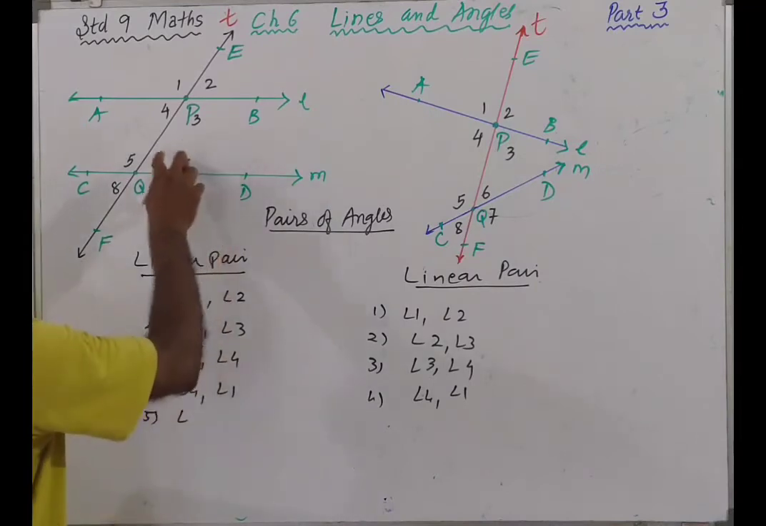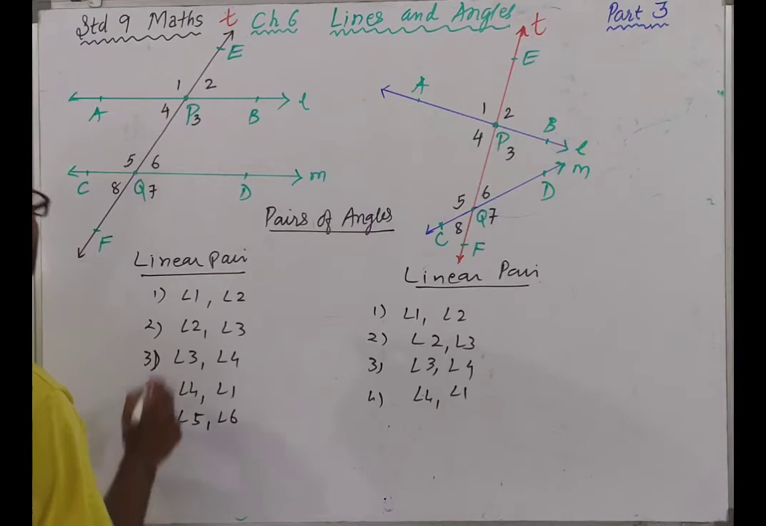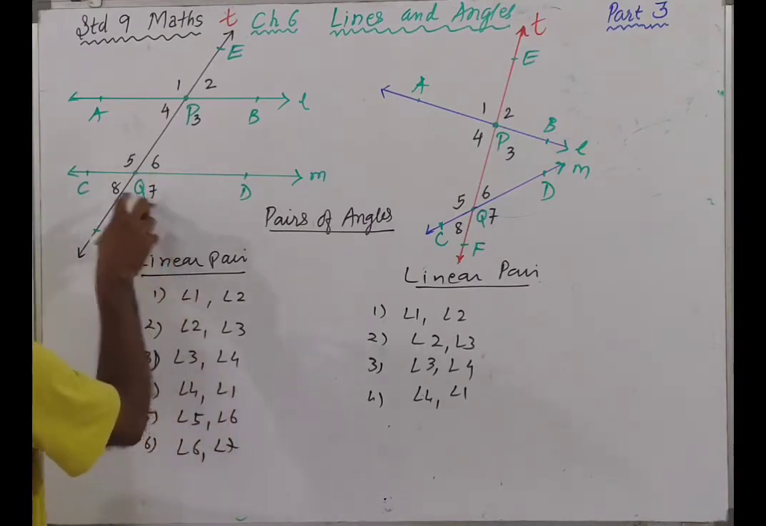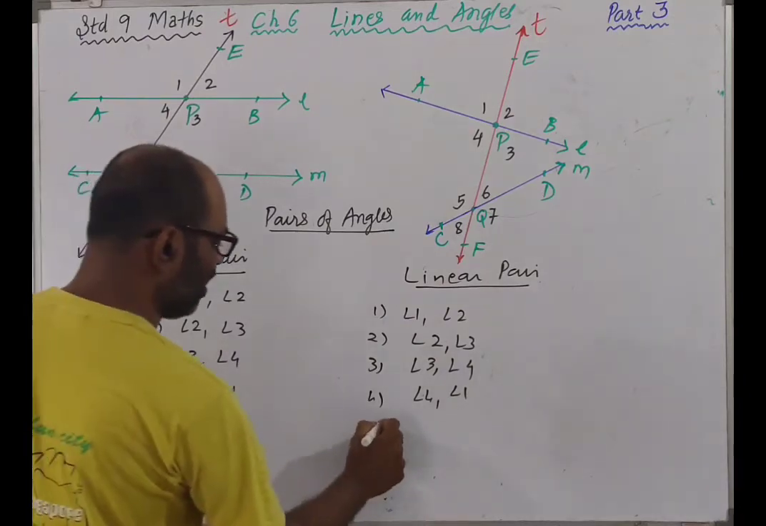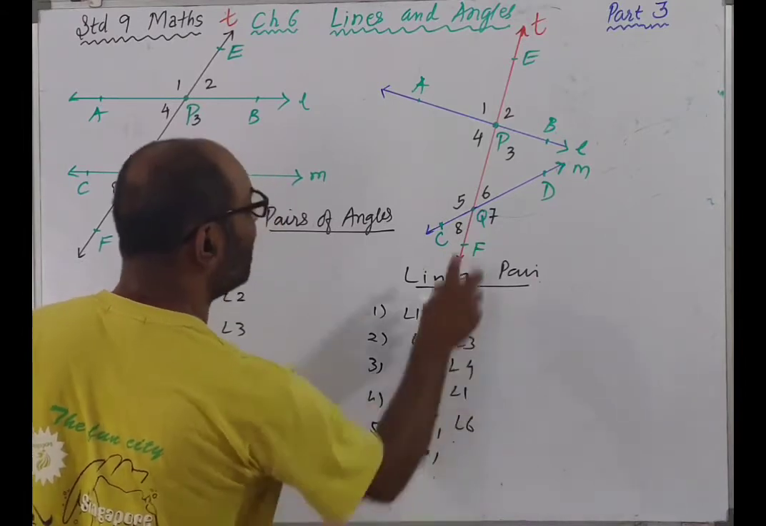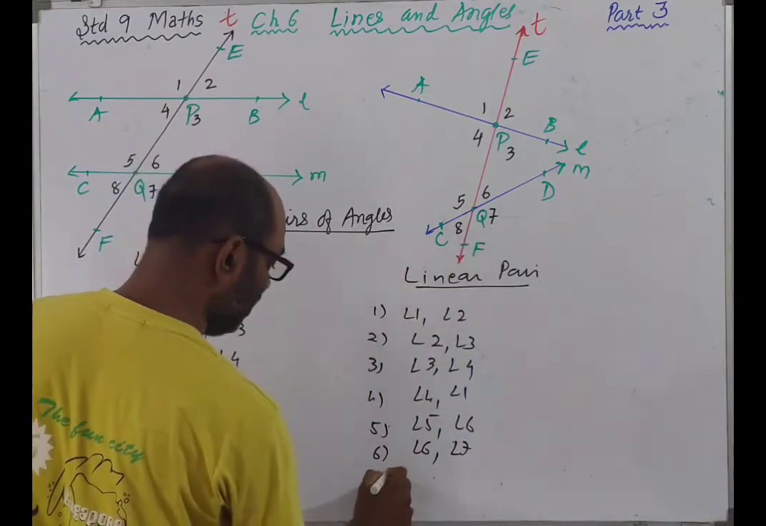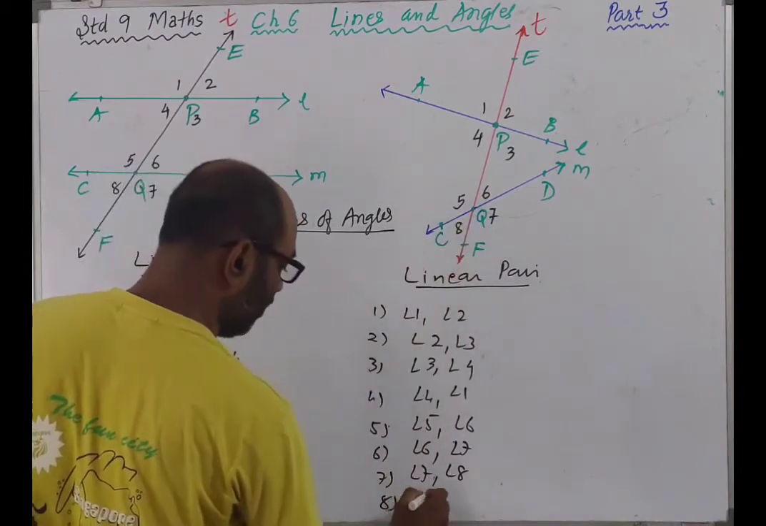Fifth, angle 5 and angle 6. Sixth, angle 6 and angle 7. Seventh, angle 7 and angle 8. And eighth, angle 8 and angle 5. Same here, children. Angle 5 and angle 6, 6 and 7, 7 and 8, angle 7 and angle 8, and the last one, angle 8 and angle 5.